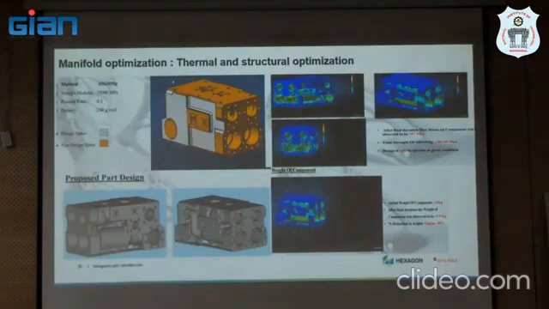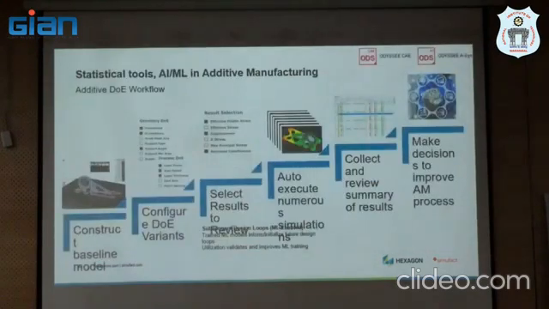This is another manifold which is already in space. We are allowed to show it, but not the dimensions. So this is another example which we have done with a Space Agency. Now this is again coming to the DOE analysis. Now we have too many variables. My variables can be geometry, support structure, or material. So how do we come up with the optimum process or material?